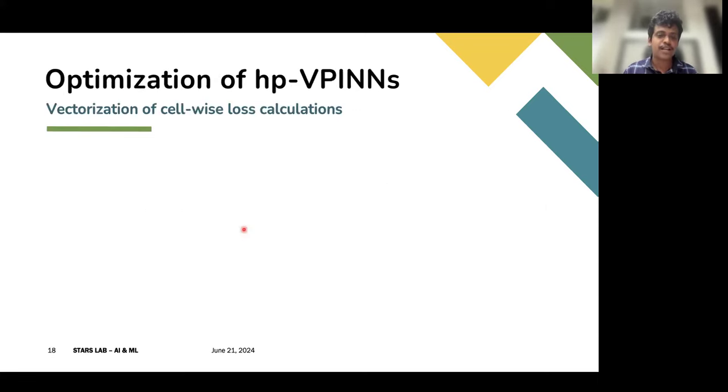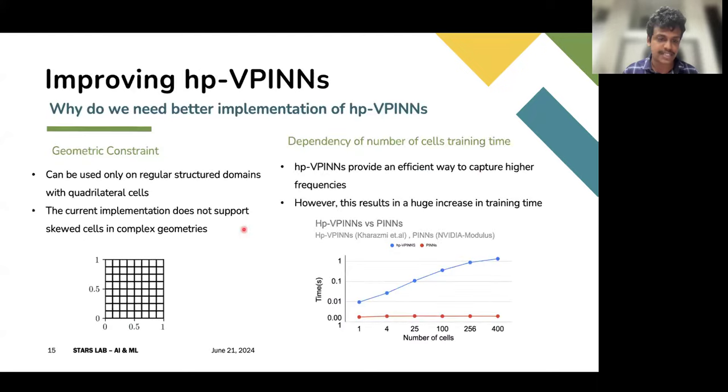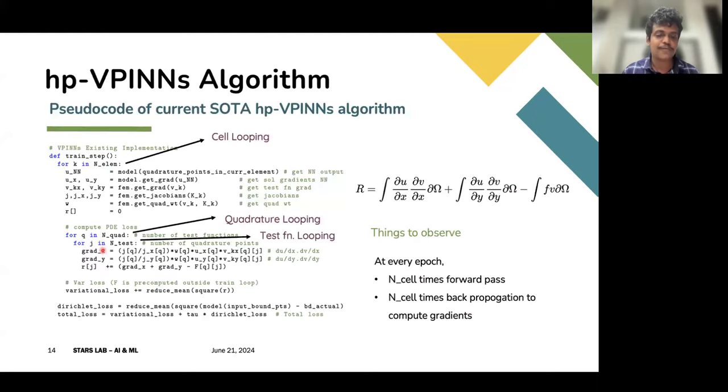The first thing that we tried to do is to vectorize the cell-wise calculation. So when I say vectorize, it is this part of the thing. If you can see here, at every epoch, this calculation of the Jacobian, this multiplication of the Jacobian with the weight with respect to your test function does not change. Only the gradient produced by your neural network at each element changes with every epoch, because the neural network has learned a new solution, so it would have learned a new gradient too.